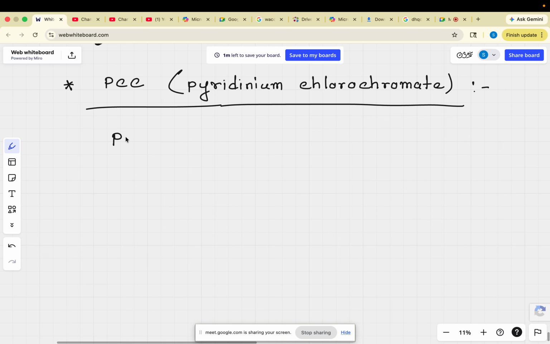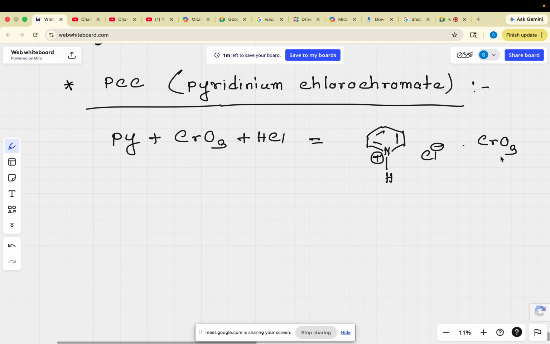If you mix pyridine with CrO3, chromium trioxide, and HCl, at that time you will get this pyridinium chlorochromate. How does it look? This is your pyridine structure. If pyridine abstracts one proton from this HCl molecule, it will look like this: Cl minus dot CrO3. So this is basically your pyridinium chlorochromate.